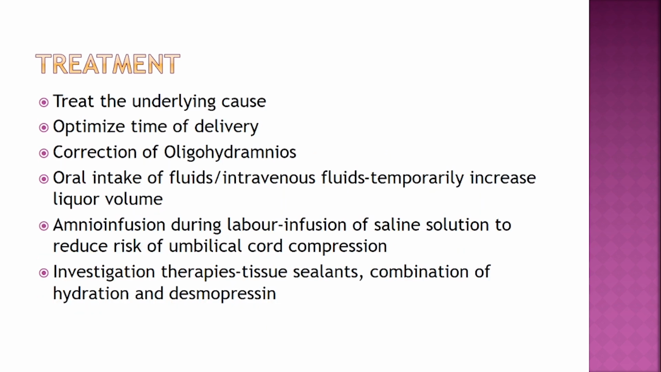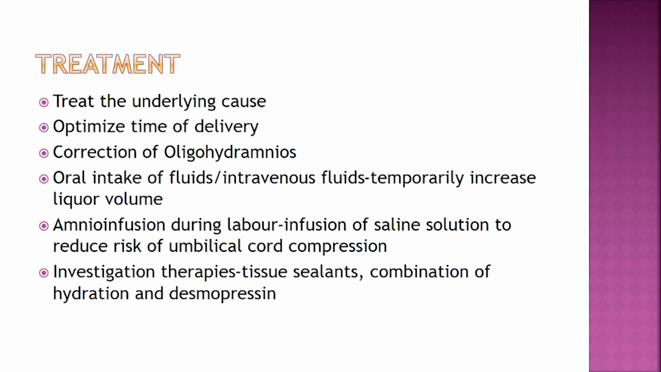Treatment for oligohydramnios. You need to treat the underlying cause. One important cause of oligohydramnios is intrauterine growth restriction. So once you get the cause, look for how to treat it. For example, you look for the cause of intrauterine growth restriction and treat appropriately. Also, after treating, you need to optimize the time of delivery. You can't just wait until the woman falls into labor in a woman with oligohydramnios.